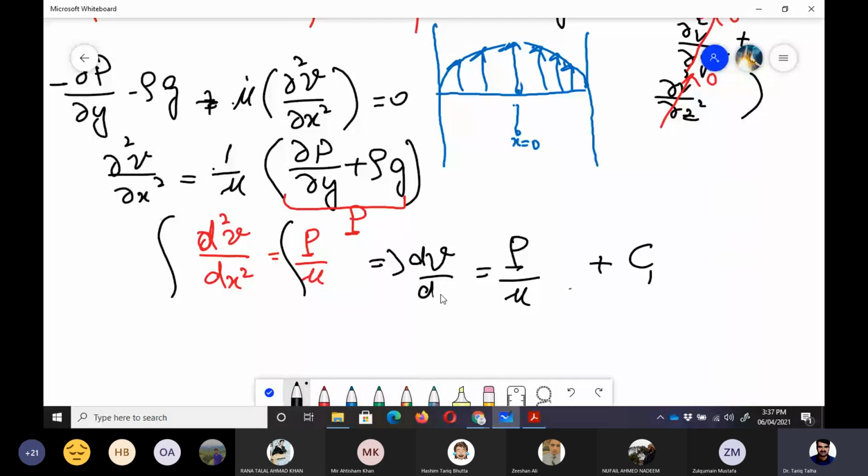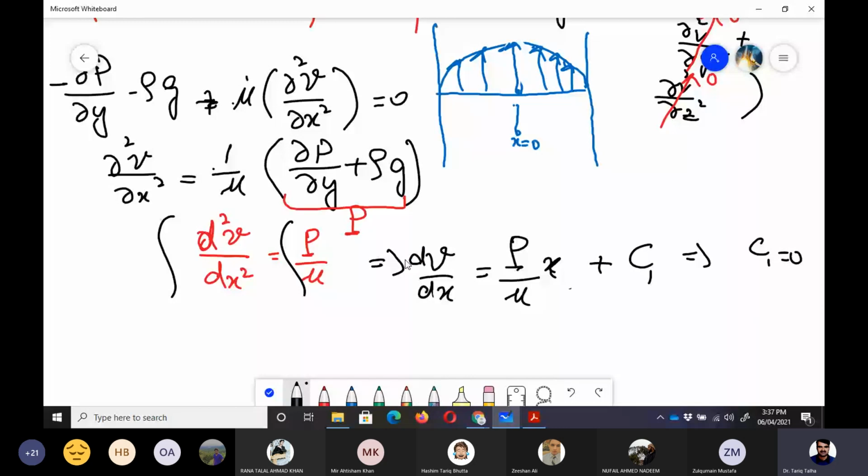Because we are taking the integral in the x direction, it would be x here. We know that dv/dx at this point is equal to 0 because there is a maximum point. So at x equal to 0, which is this central location, dv/dx is equal to 0, and it gives us C1 equal to 0.